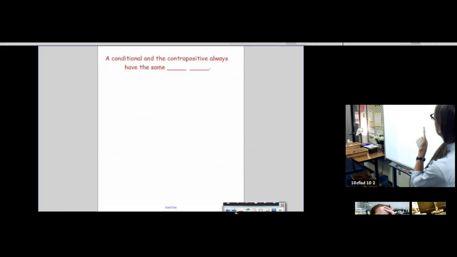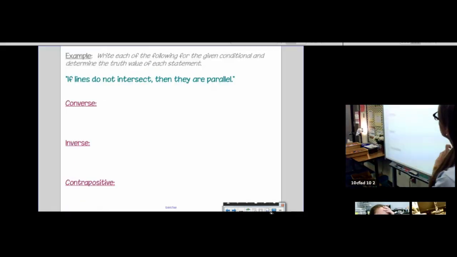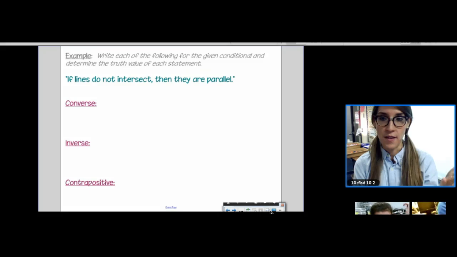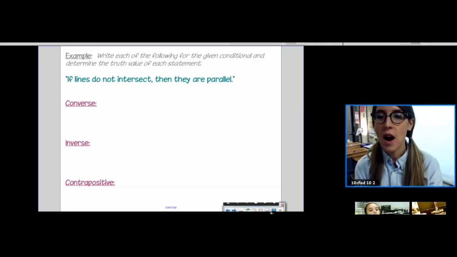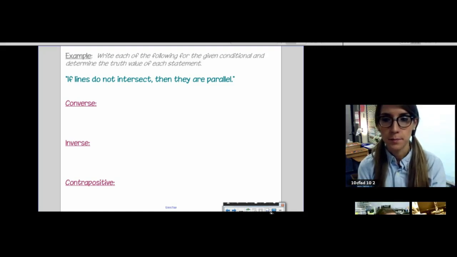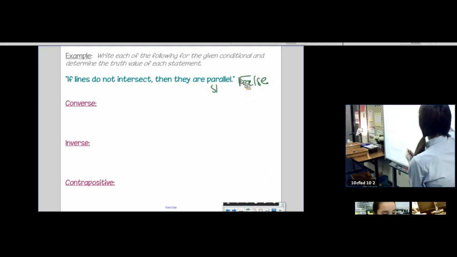Okay, we're about to conclude that. I don't want to say that yet. I want to do this first. Okay, we're getting near the end because I know you'll need to take your quiz. We are going to write all three, and then we're going to come to a conclusion about the pattern of the truth values. Let's do the truth value of the original. If lines do not intersect, then they are parallel. True or false? False. The counterexample is, of course, the famous skew lines.